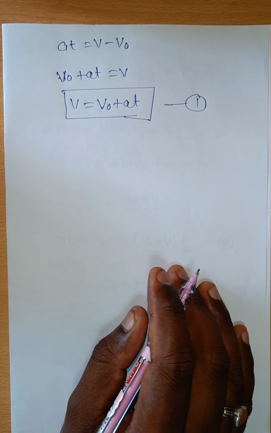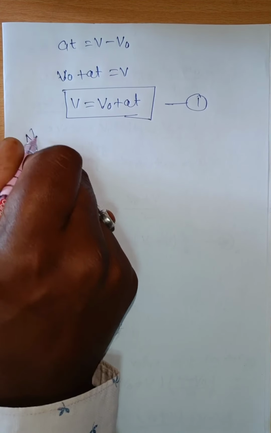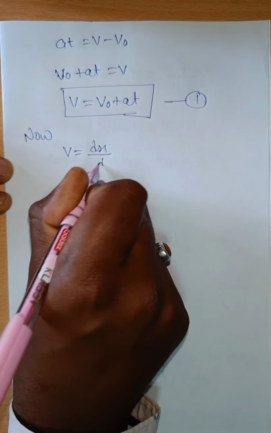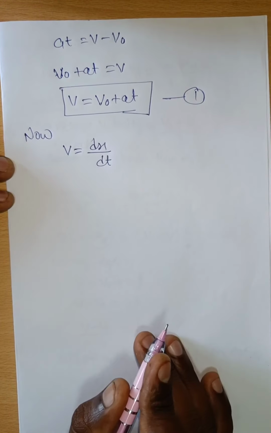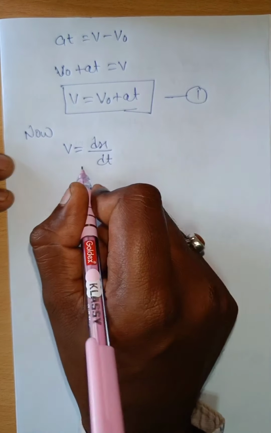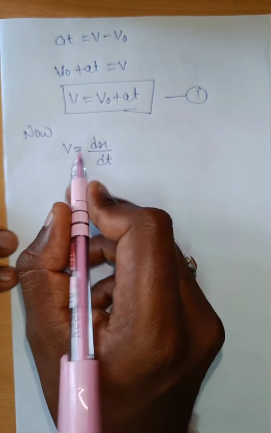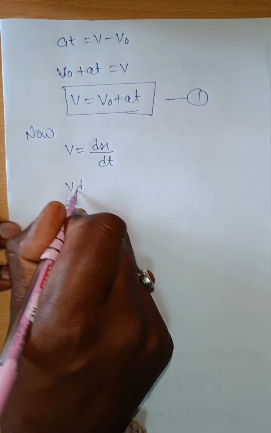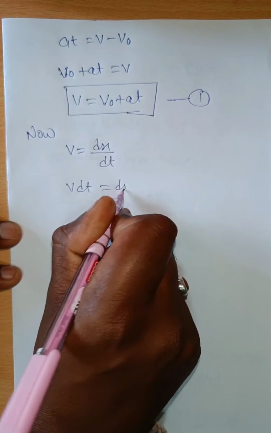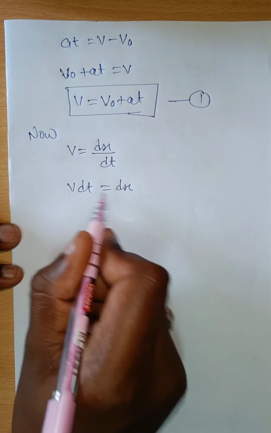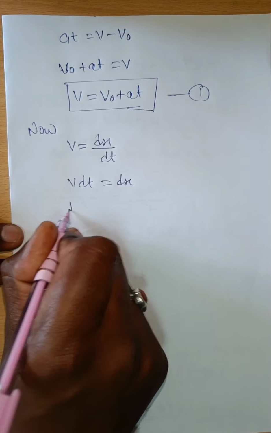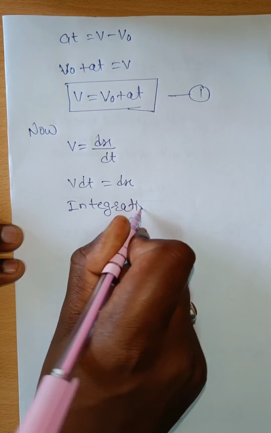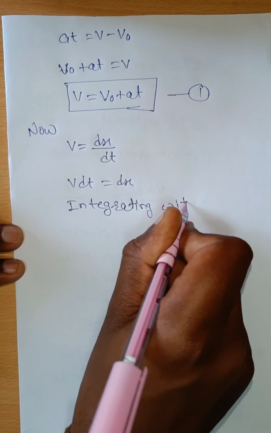Then how to derive the second equation of motion? Now we know that velocity v is equal to dx by dt. By using the definition of instantaneous velocity, v is equal to dx by dt, then taking cross multiplication, v into dt is equal to dx. Then integrating within the limits.